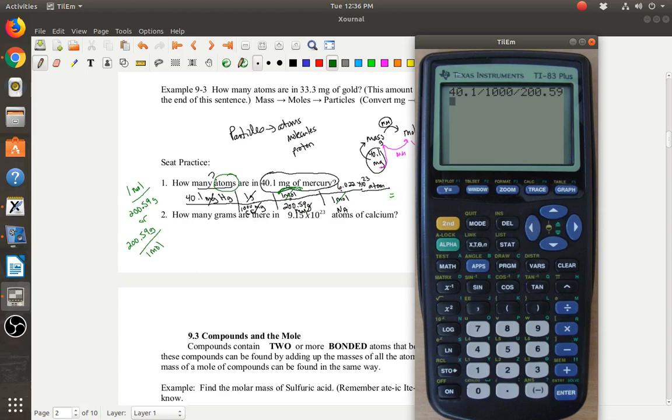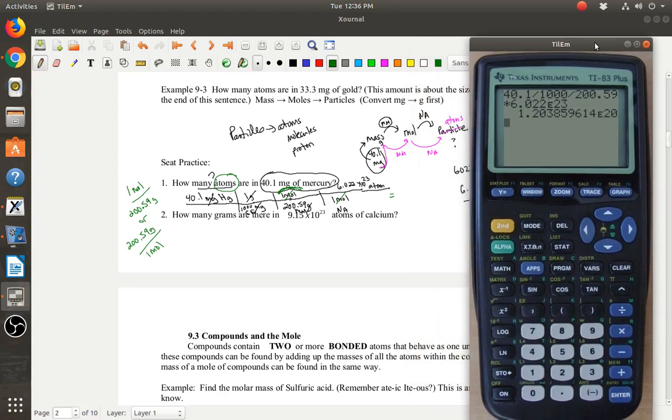So times, and I'm going to put it in using the second function, 6.022. Second function, there's that second function. Notice I didn't say times the second function, just second function. There's the double E where the comma is, and then I'm going to put the 23 straight in. That's the exponent. Enter. So 1.2038 times 10 to the 20th.